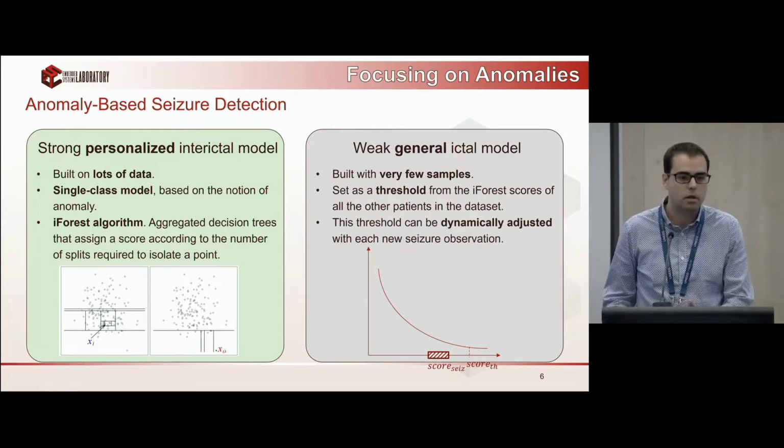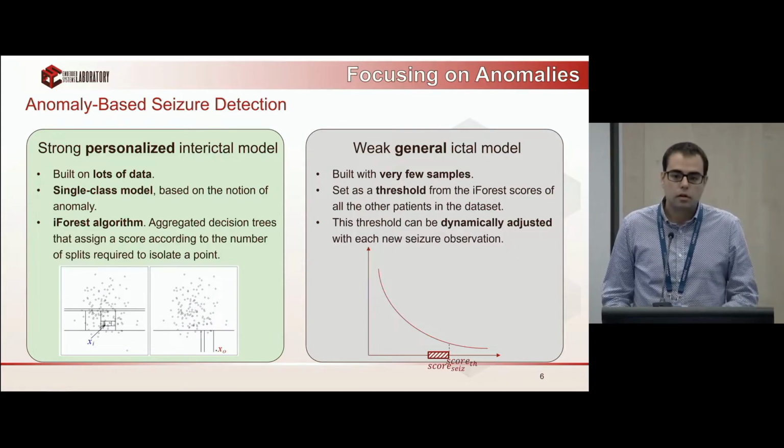It is a very simple model. It's just a threshold. So for example, if we observe a seizure from a patient that has not been detected, we will be able to adapt our score to make sure at least this exact same type of seizure is detected in the future.